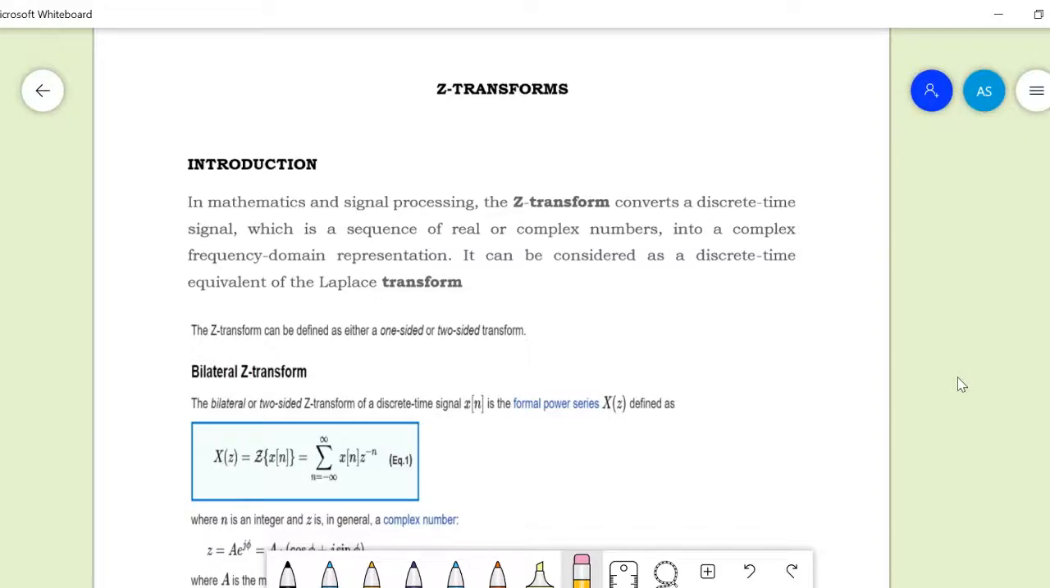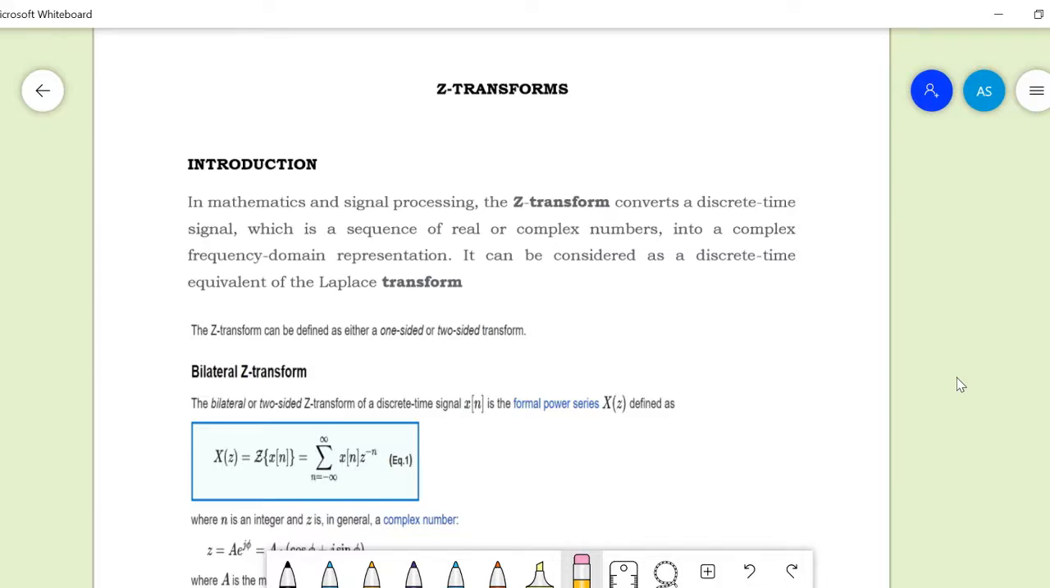Z-Transform. Introduction. In mathematics and signal processing, the Z-transform converts a discrete time signal, which is a sequence of real or complex numbers, into a complex frequency domain representation. It can be considered as a discrete time equivalent of the Laplace transform. The Z-transform plays the same role for discrete systems as the Laplace transform does for continuous systems.